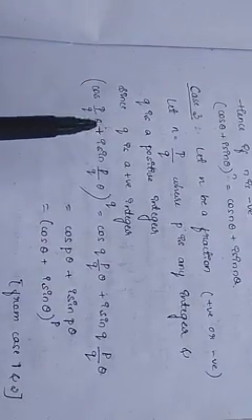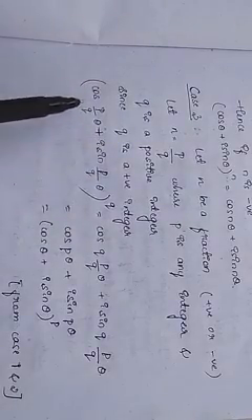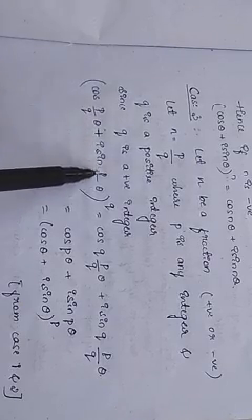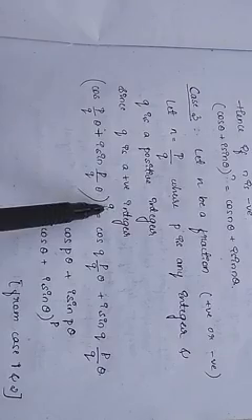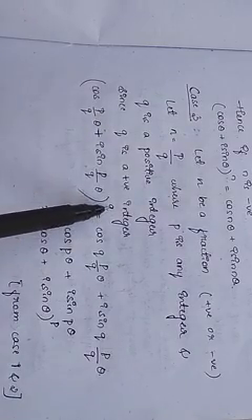Next, case 3, let n be a fraction, either positive or negative. So consider n is equal to p by q, where p is any integer and q is a positive integer. The denominator term must be positive; p may be any integer. Since q is a positive integer, consider the term (cos p by q theta plus i sin p by q theta) to the power q.